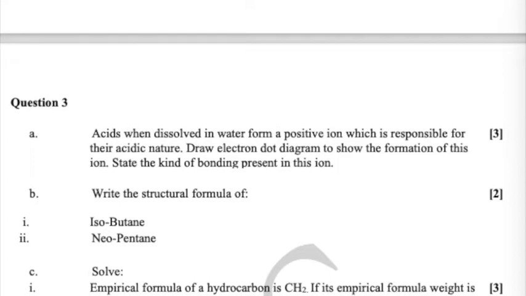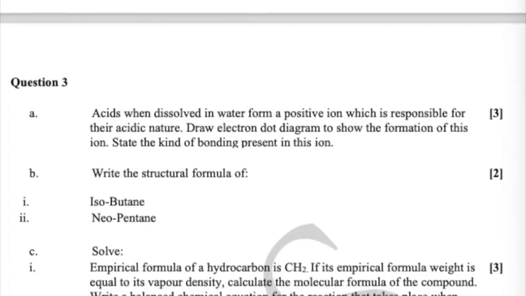Write the structural formula of isobutane. That's 2-methyl propane, isobutane, like the T structure of propane. Then neopentane is 2,2-dimethyl propane, with a methyl on either side of the middle element, forming the plus sign. Yeah, that's right.